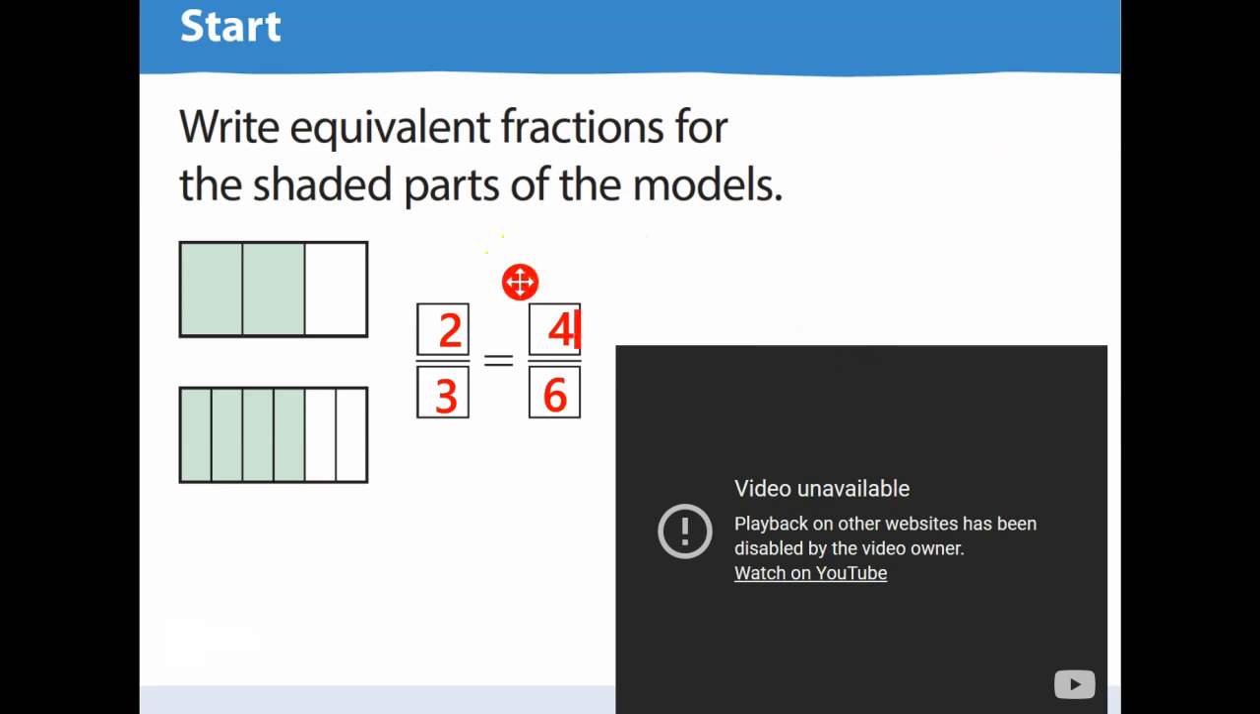Now the reason why they are equivalent. Look, because if I cut this in half like this, doesn't it look like the bottom one, right? With 4 shaded in. Okay, they're just equivalent. It's just that 2/3 has bigger pieces, right?